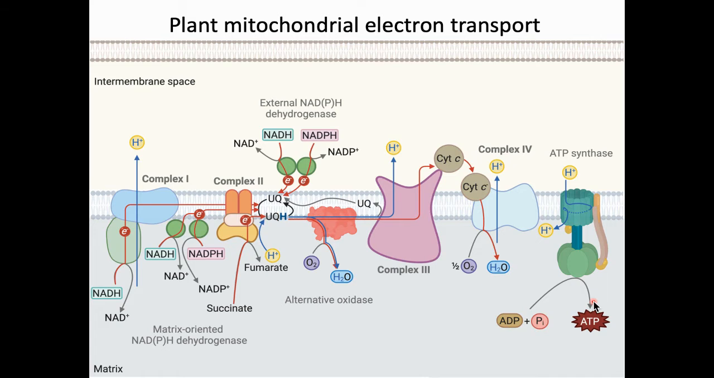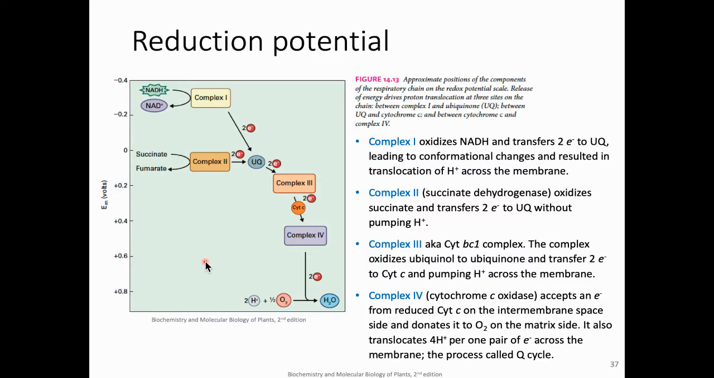And this is the whole process that I try to simplify for you guys in this lecture. If you look at the capacity to lose electron, the higher the electron volt, the more capacity it has to lose electron, and the lower it is, the more capacity it has to receive electron.